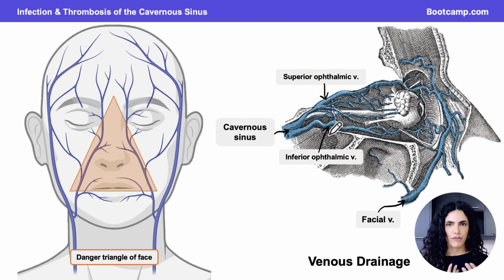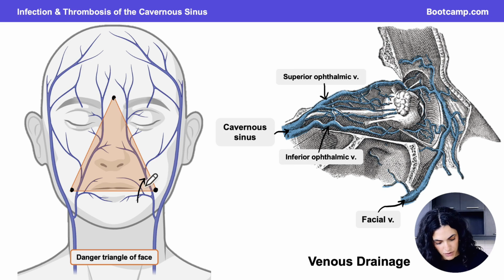And this is why we refer to a specific area of the face called the danger triangle of the face. The danger triangle of the face essentially encompasses the areas of the corners of the mouth all the way up to the bridge of the nose. And the reason that it's called the danger triangle of the face is because we have the facial vein right over here and here that are traveling within this danger space and moving more medially to get to the corners of the eye.